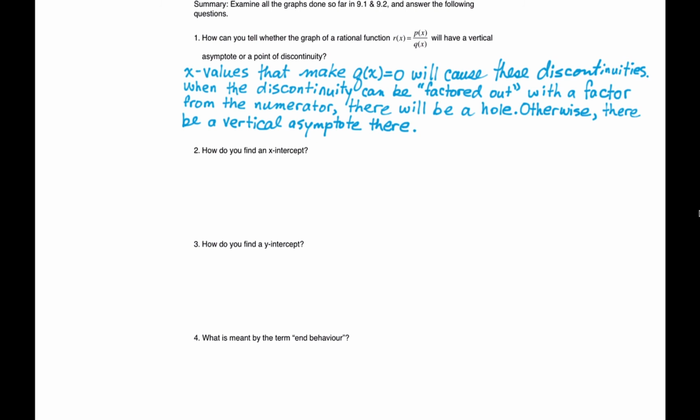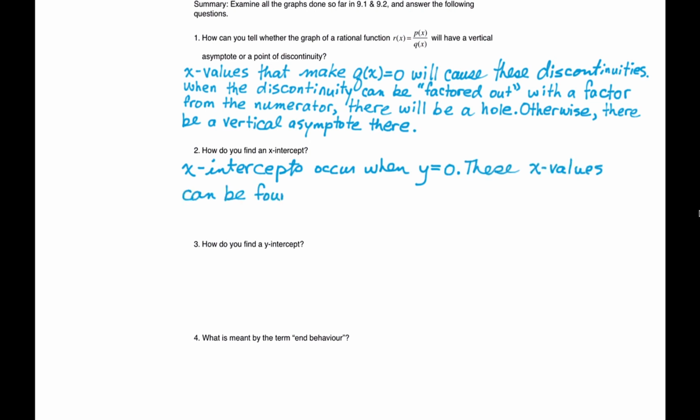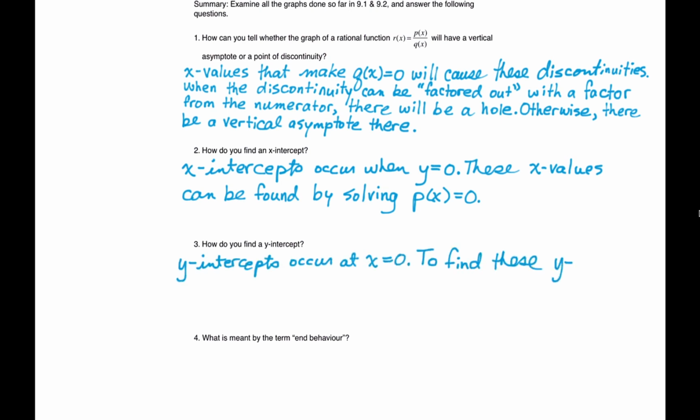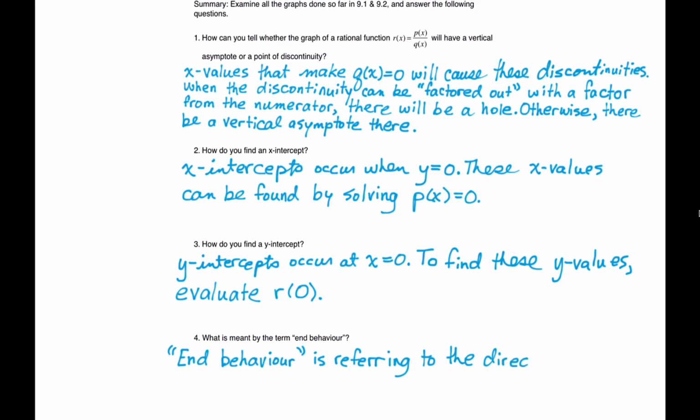Next, where can you find an x-intercept? An x-intercept will occur when y is equal to 0. These x values can be found by solving where the polynomial in the numerator is equal to 0. Y-intercepts are found when x is equal to 0, so you substitute x equals 0 in and find those y values. And the term end behavior refers to what happens as x goes to positive and negative infinity. It's the direction the graph is going on either side.